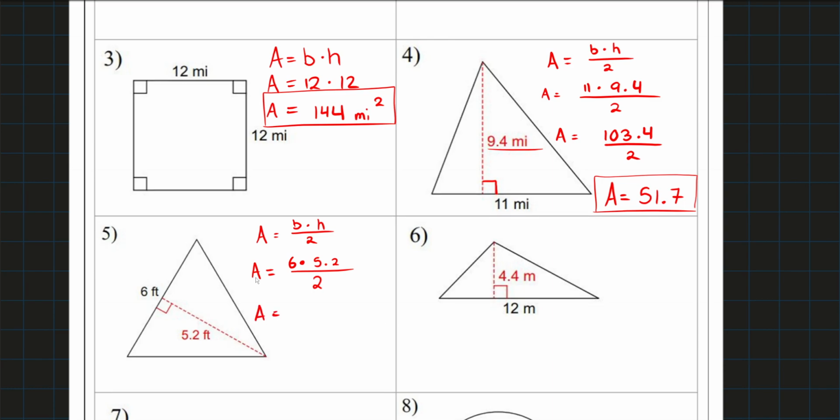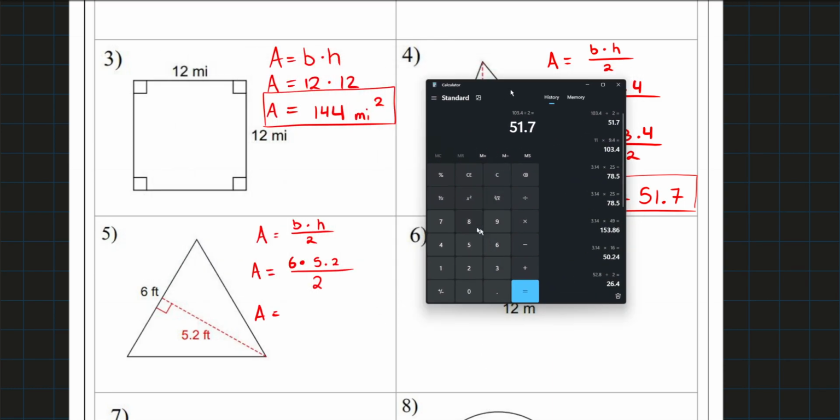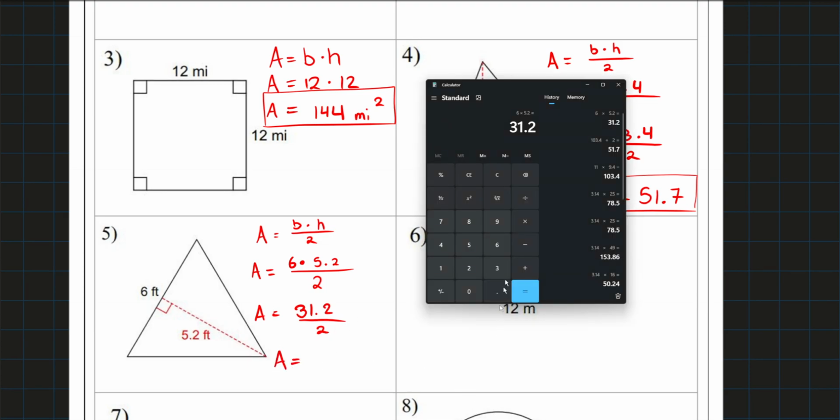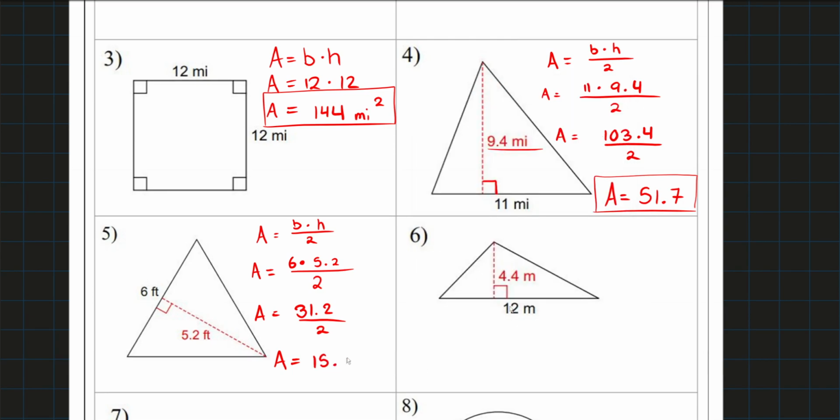I'm going to pull out that calculator again because heaven knows I don't know this off the top of my head. 6 times 5.2, 31.2, divided by 2. Area equals 31.2 divided by 2, 15.6. And we're working with feet, and it's a two-dimensional area, so feet squared. Boom.